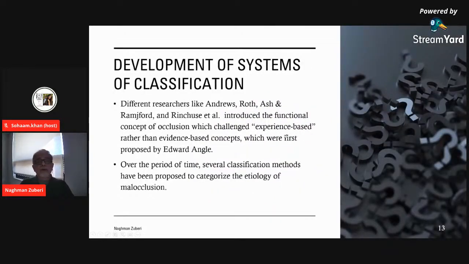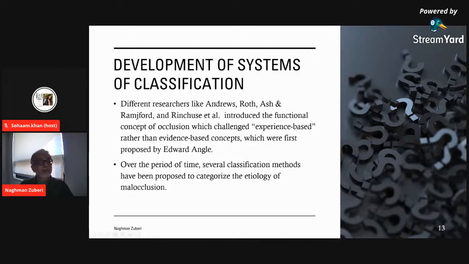In order to find out the etiological factors, many scientists worked over a period of time, like Andrews, Roth, Esch and Ramford, and Rinchius et al. They all introduced the functional concept of occlusion, and that challenged the experience-based rather than evidence-based concepts which were first proposed by Edward Engel. Edward Engel, just looking at patients and normal individuals as well who were not patients, proposed that this is the normal occlusion, this is the distal occlusion, this is the mesiocclusion: class 1, class 2, and class 3.